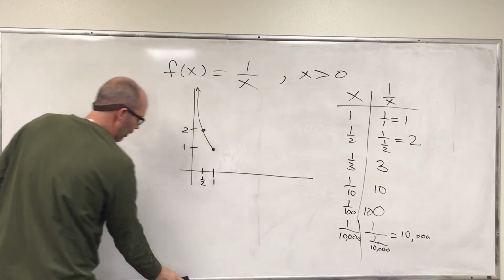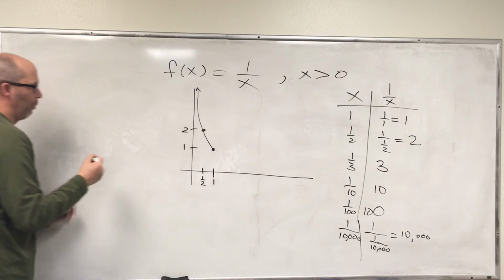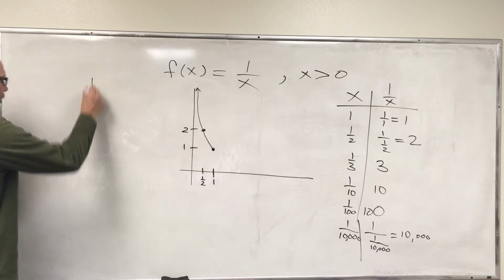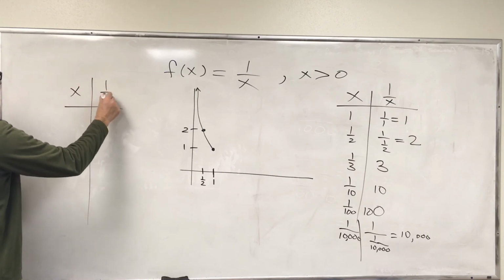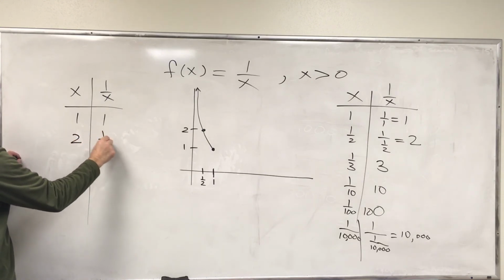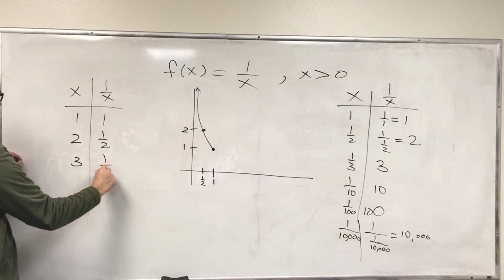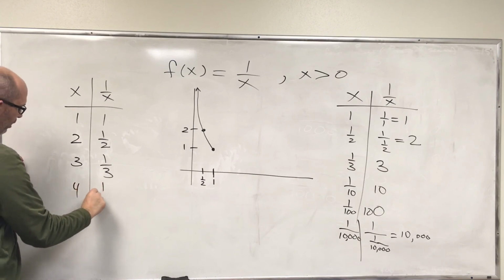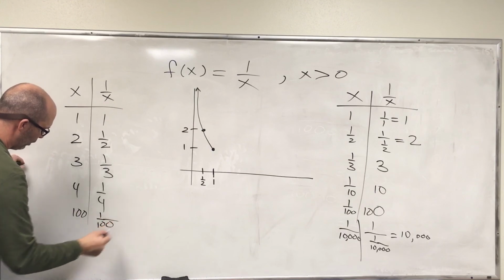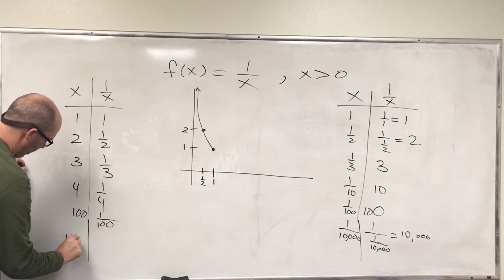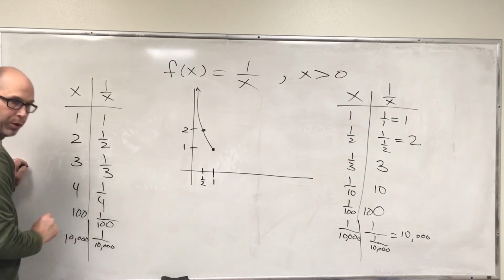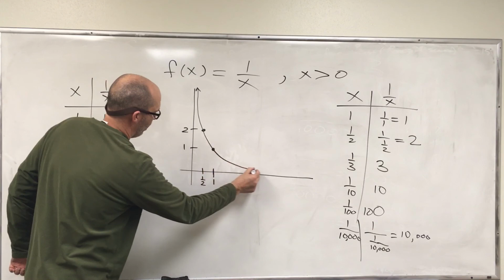All right, now let's look at things when x gets bigger. So let's say x, 1 over x. 1 was 1. 2 is a half. 3 is a third. 4 is a fourth. 100 is 1/100th. Pretty small. 10,000 is 1/10,000. Pretty small. So this is why our graph looks like that.